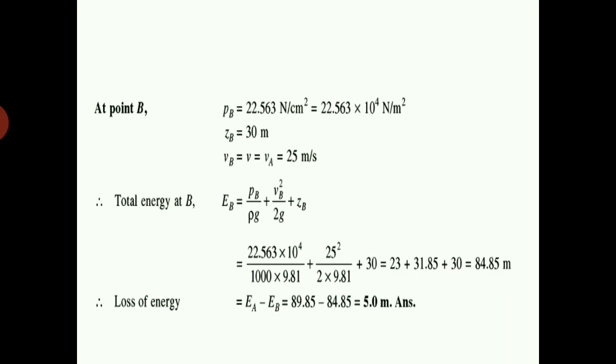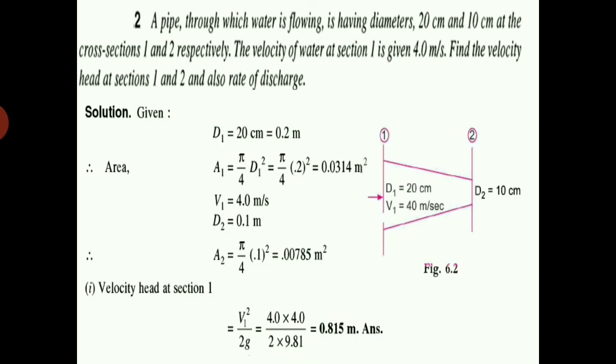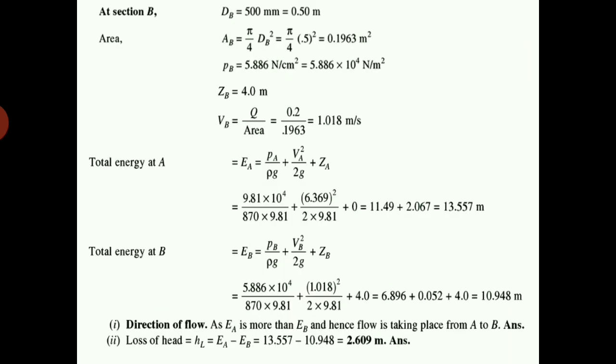So pressure at B is given as 22.563 into 10 to the power 4 divided by rho for water, that is 1000, multiplied by 9.81 plus 25 square, that is velocity, divided by 2 into 9.81 plus Z, which is also given to us for section B, which is equal to 84.85. And in this numerical, we need to calculate the difference, which is equal to 5 meters.